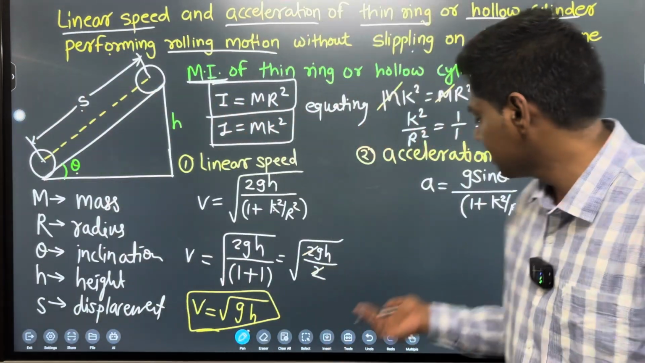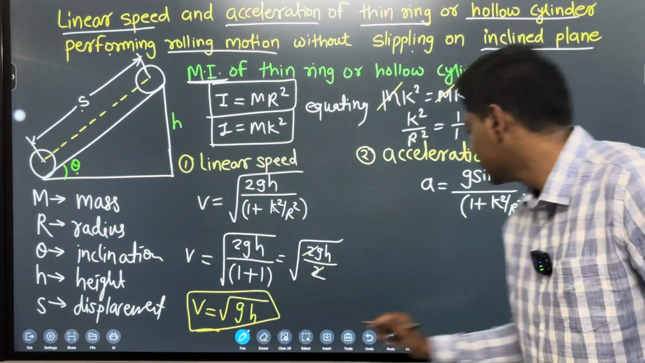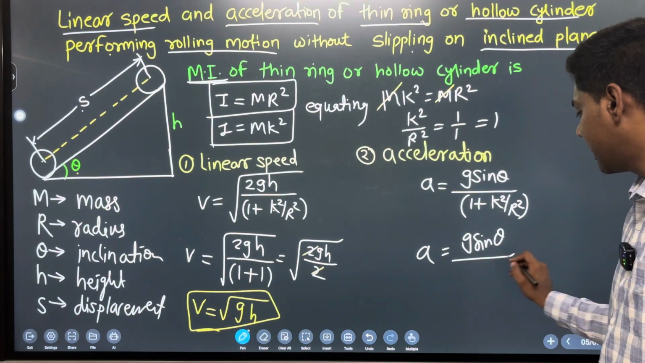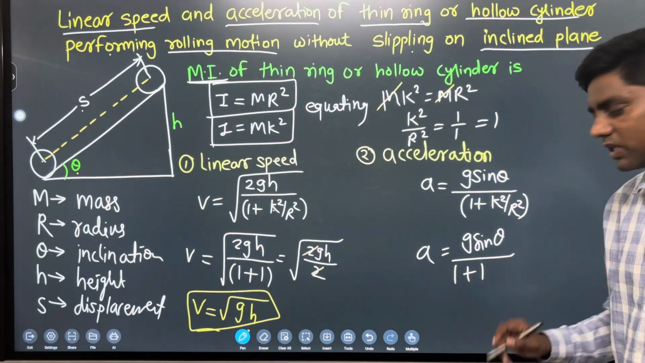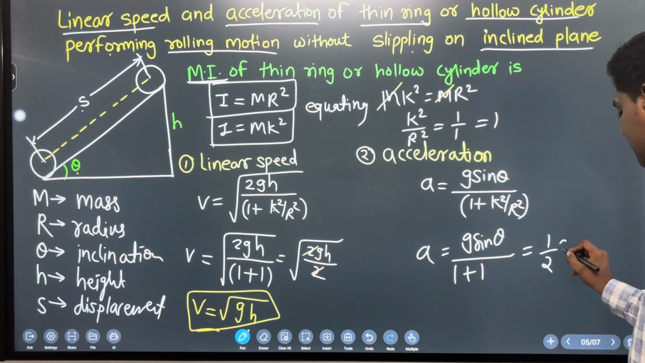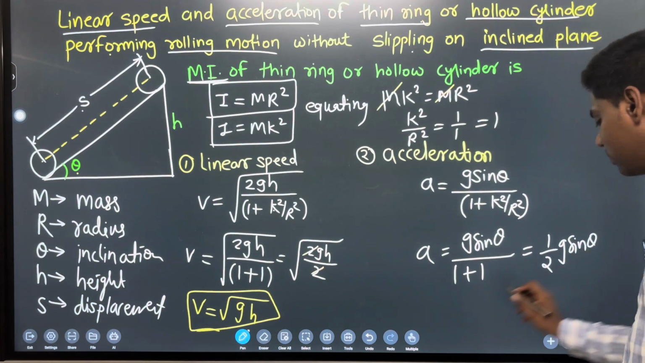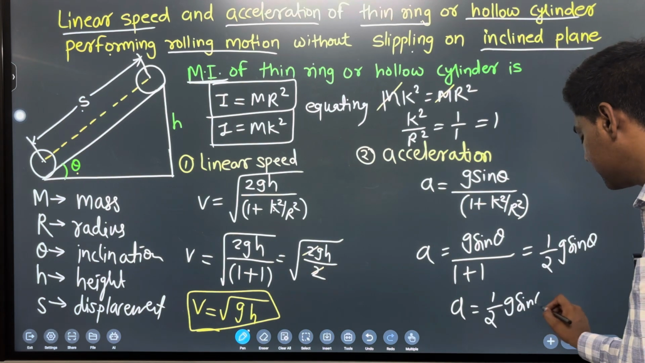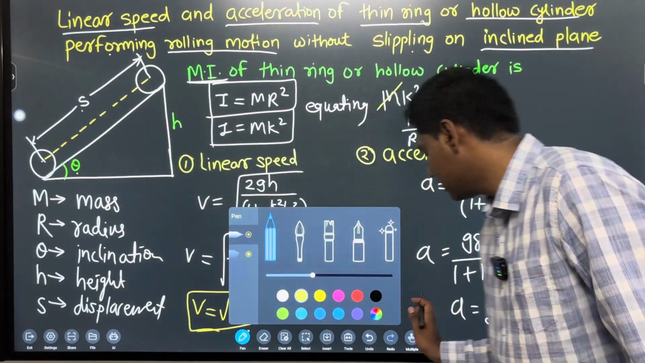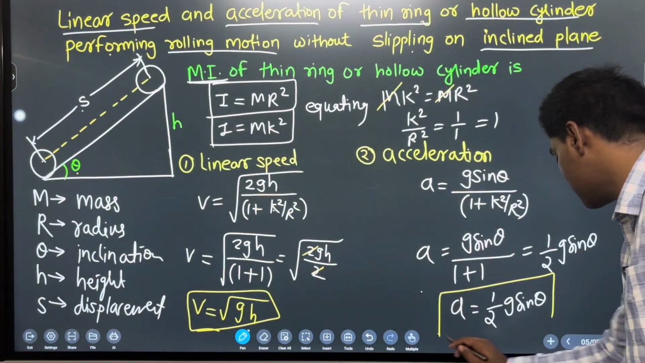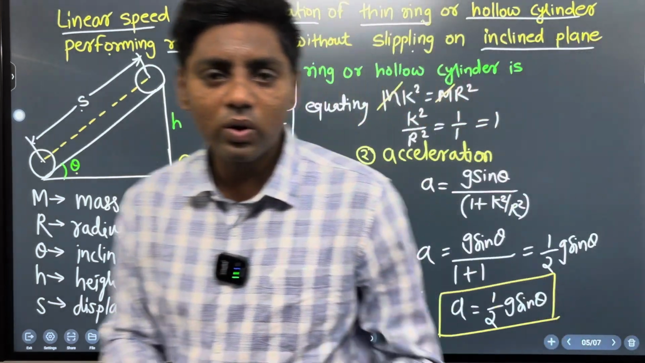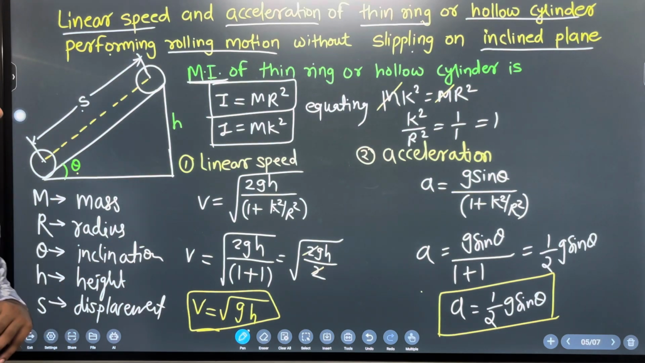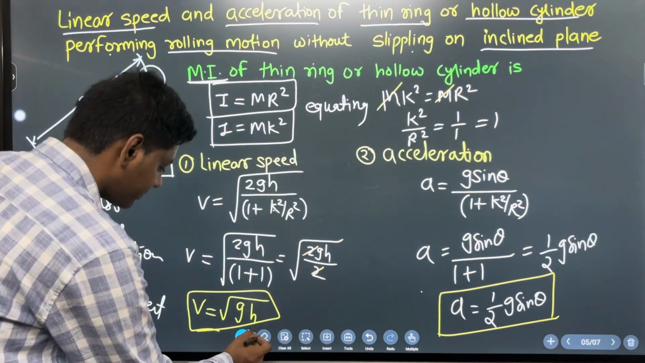Next, what is the acceleration? Here we substitute the value: a equal to g sin theta divided by 1 plus 1, so it becomes 2, that is half g sin theta. So a equal to half g sin theta. This is the most important formula for a thin ring or hollow cylinder whenever they are performing rolling motion without slipping on the inclined plane. So take a screenshot of the given question. Remember both formulas.